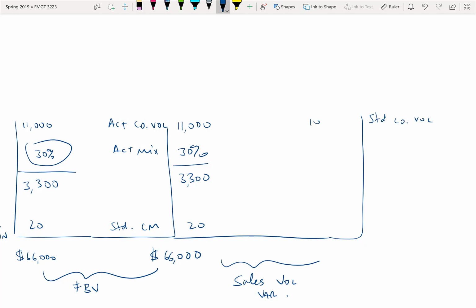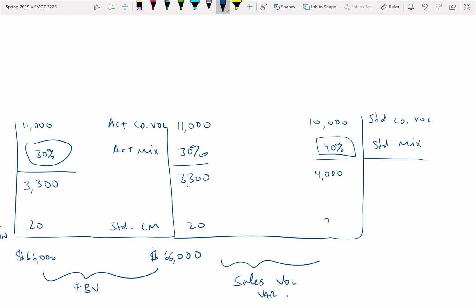And that was 10,000 tickets. We're also given our standard mix, and we're going to work backwards to figure that out, because we know that our standard CM, or our standard number of tickets sold, was 4,000. If that's 4,000, how much was our standard mix? It must have been 40%. Right, so just working backwards, we get to 40%.